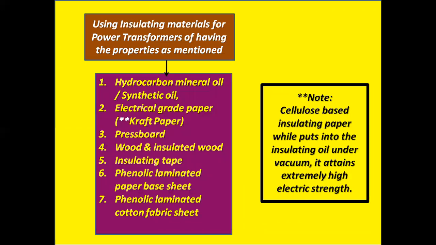Using insulating materials for power transformers of having the properties as mentioned. One, hydrocarbon, mineral oil or synthetic oil. Electrical grade paper, that is kraft paper, press board. Number four, wood and insulated wood. Number five, insulating tape. Number six, phenolic laminated paper-based sheet. Number seven, phenolic laminated cotton fabric sheets.